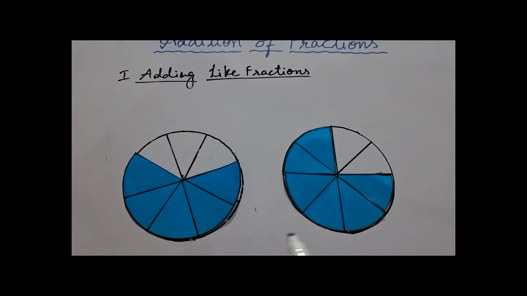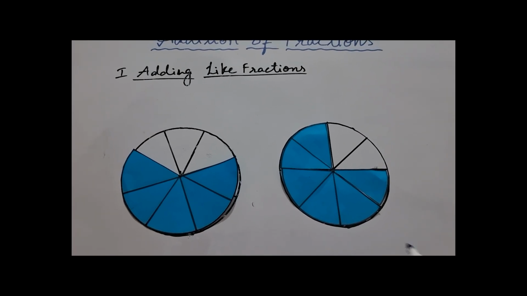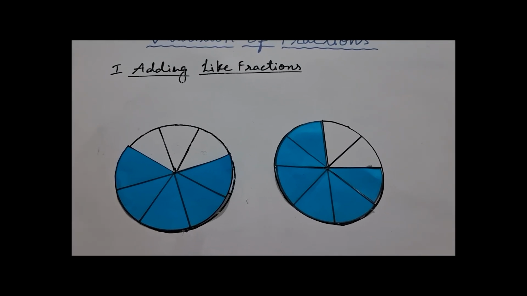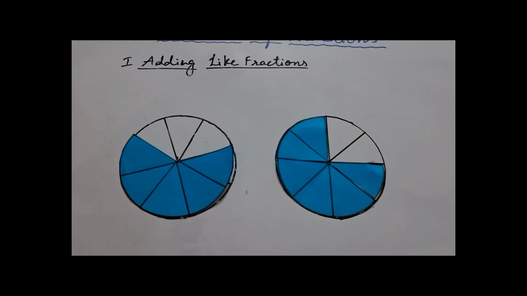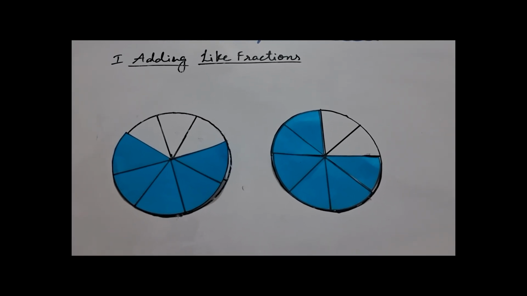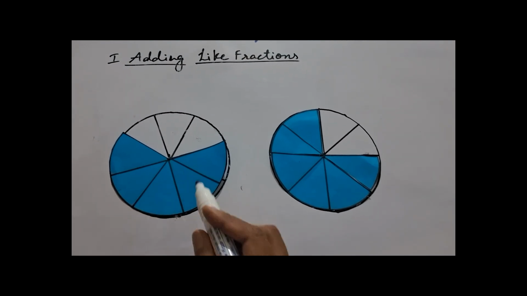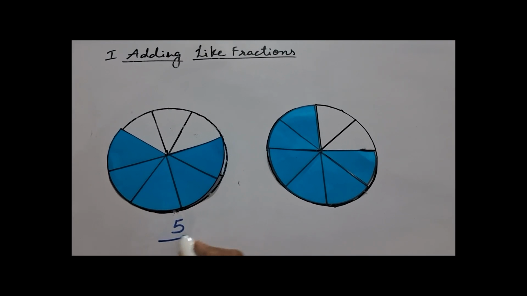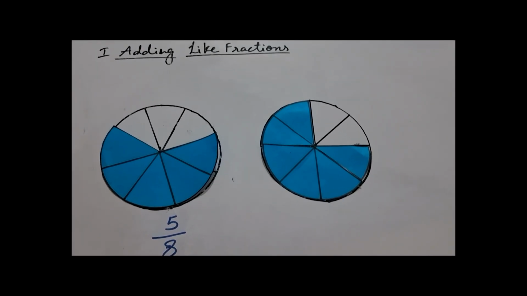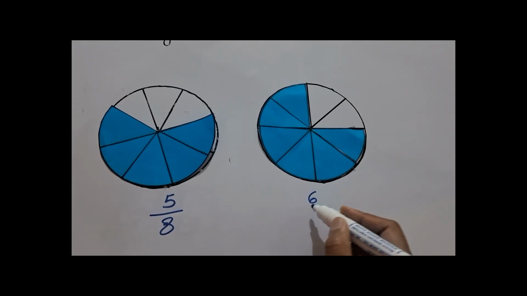Here two circles are given, children, and each of the circles is divided into 8 equal parts. And some colored parts are given. Let us write the colored part fraction. In this circle: 1, 2, 3, 4, 5. 5 out of 8. The colored parts are 5 by 8, and for this circle it is 6 by 8.